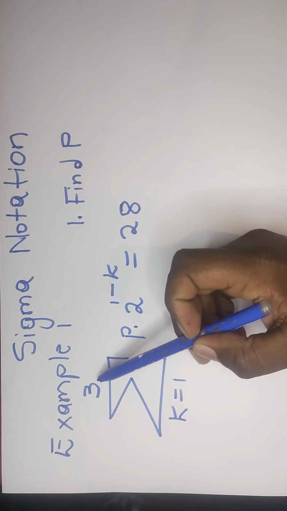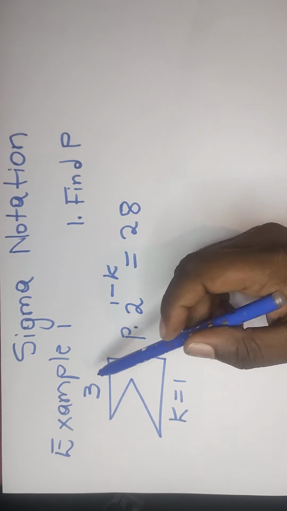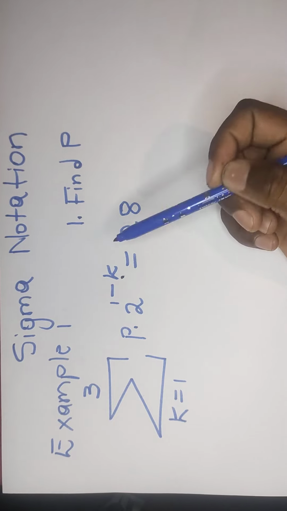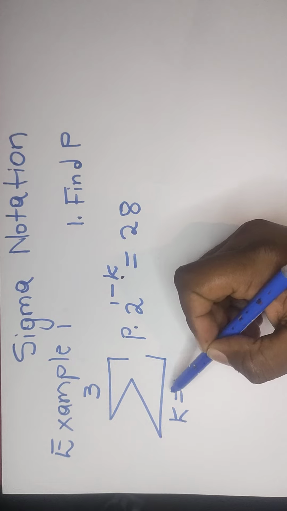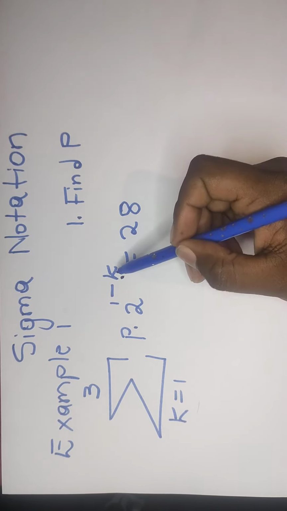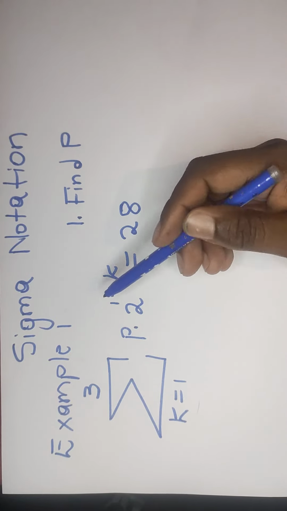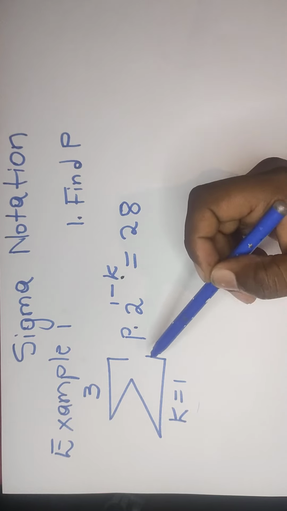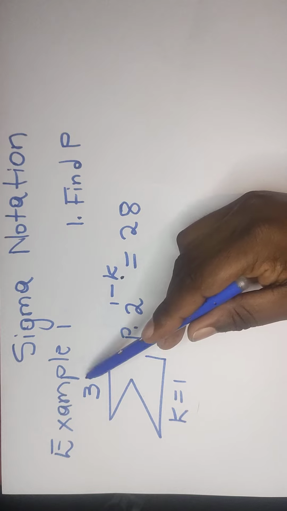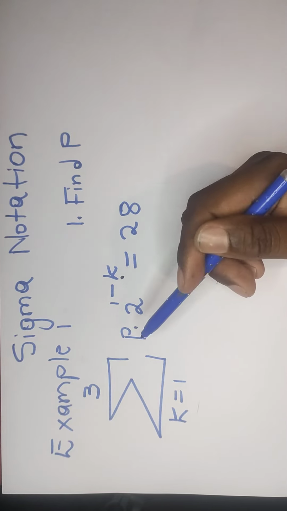You need to know that the top number represents the last value that we must substitute for k, and the bottom number represents the first number that we must substitute in the value of k, right? And to find the number of terms for this sigma notation or for this series, you need to say top minus bottom plus 1. Then you'll find the number of terms.